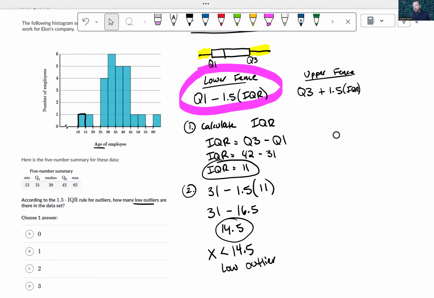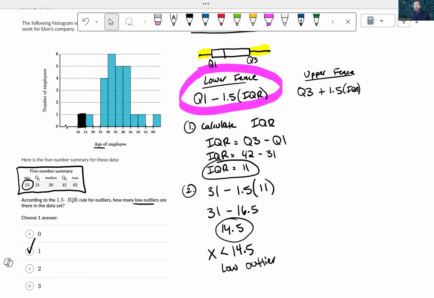So we've got to take a second step and look at our 5-number summary down here on this table. The table says that the minimum is 13. That means that we do have one employee who's 13 years old. And that just so happens to be this one bar here. So we can identify that this one bar is one employee who's 13 years old. So that means that we do have one low outlier, the 13-year-old employee, because he's less than 14 and a half years old.